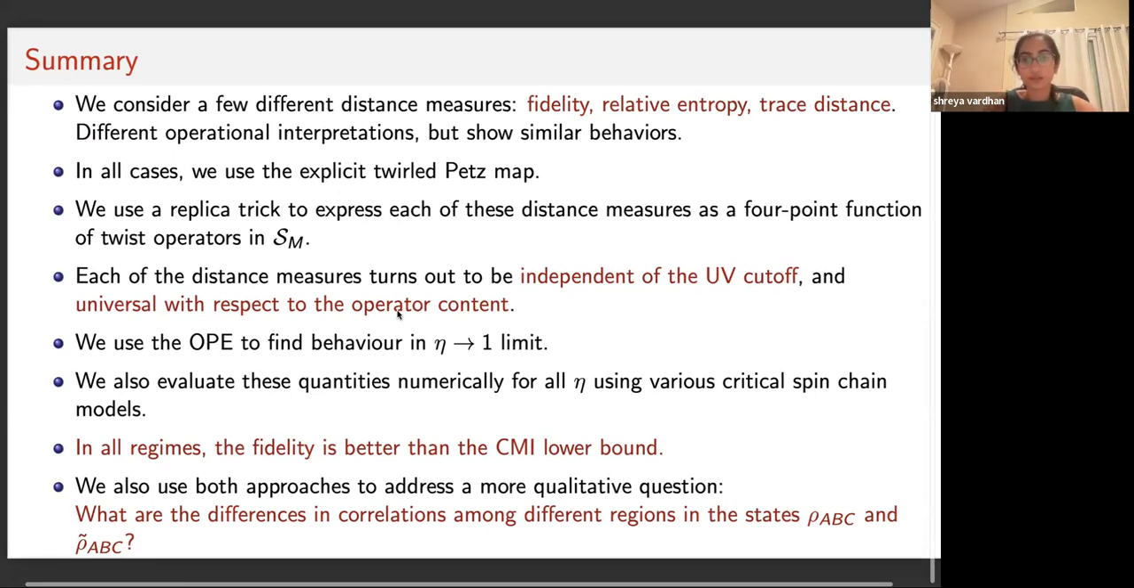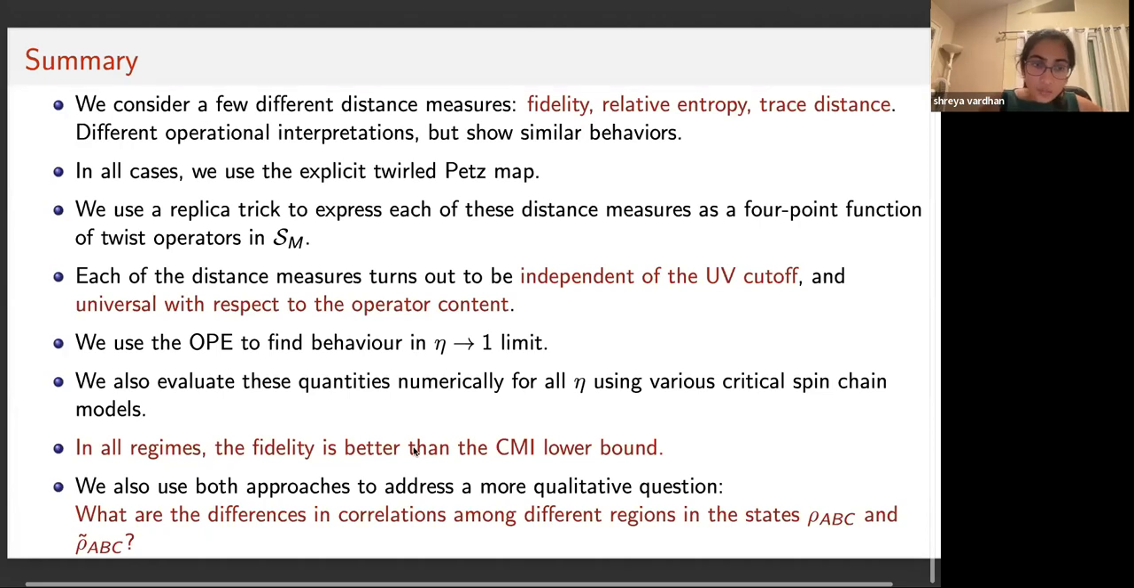Yeah, and then we will also use the OPE of these twist operators to explicitly find the behavior in the eta going to 1 limit, where the intervals A and C are very close to each other. And then the other thing we'll do is evaluate these quantities numerically for all values of the cross ratio by using various critical spin chain models, because once we know that this is a universal function for all CFTs, then we can just evaluate it in any particular CFT. And we can also check this universality.